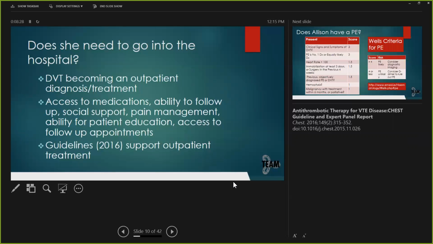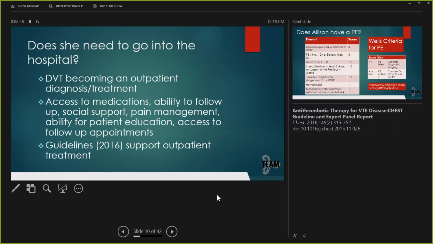So this patient came to us. Does she need to go to the hospital? Previously all the patients who had DVTs were admitted to the hospital and treated in an inpatient setting. But nowadays we are moving more toward outpatient diagnosis and treatment, where patients are even treated from the clinic itself, if we are comfortable monitoring them, or even from the emergency room.